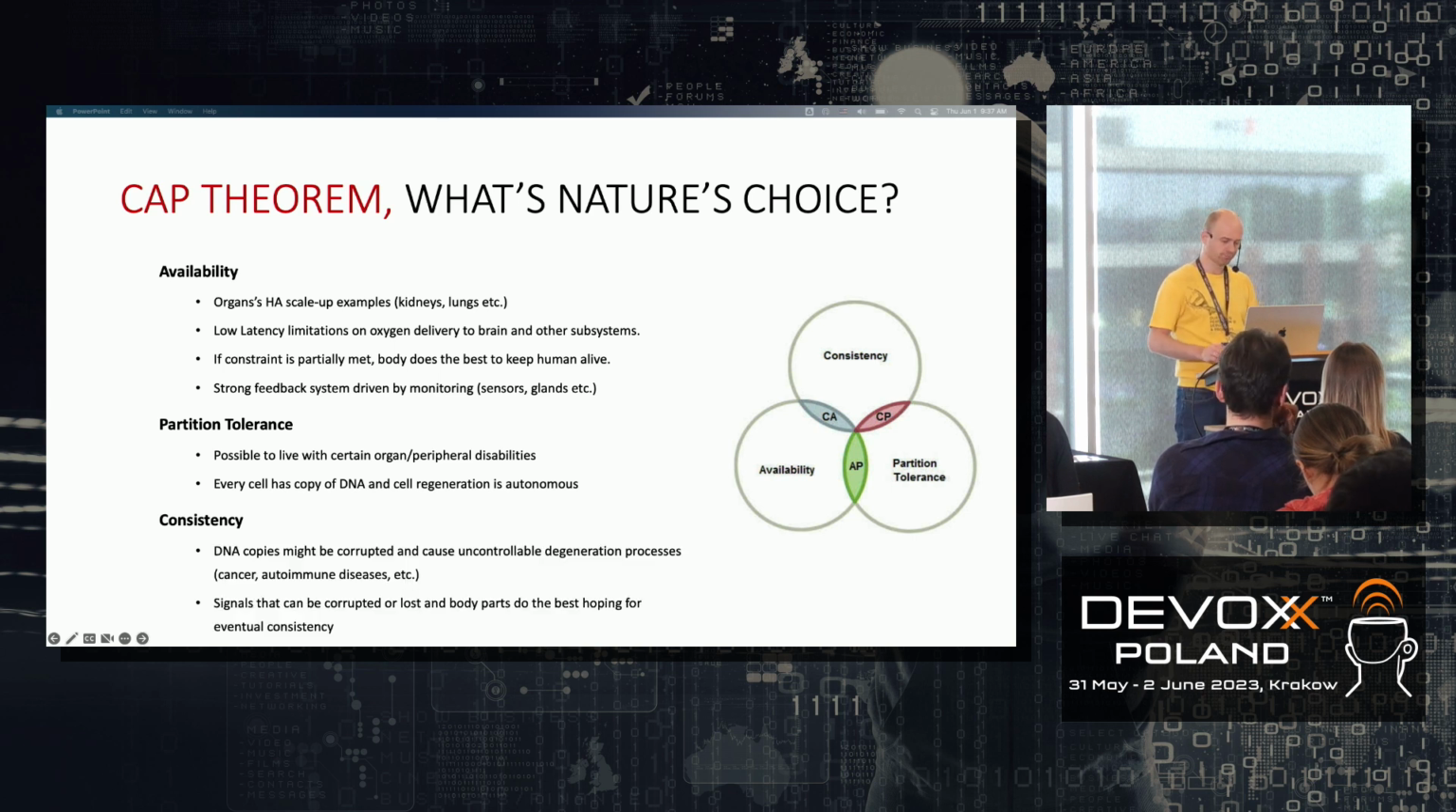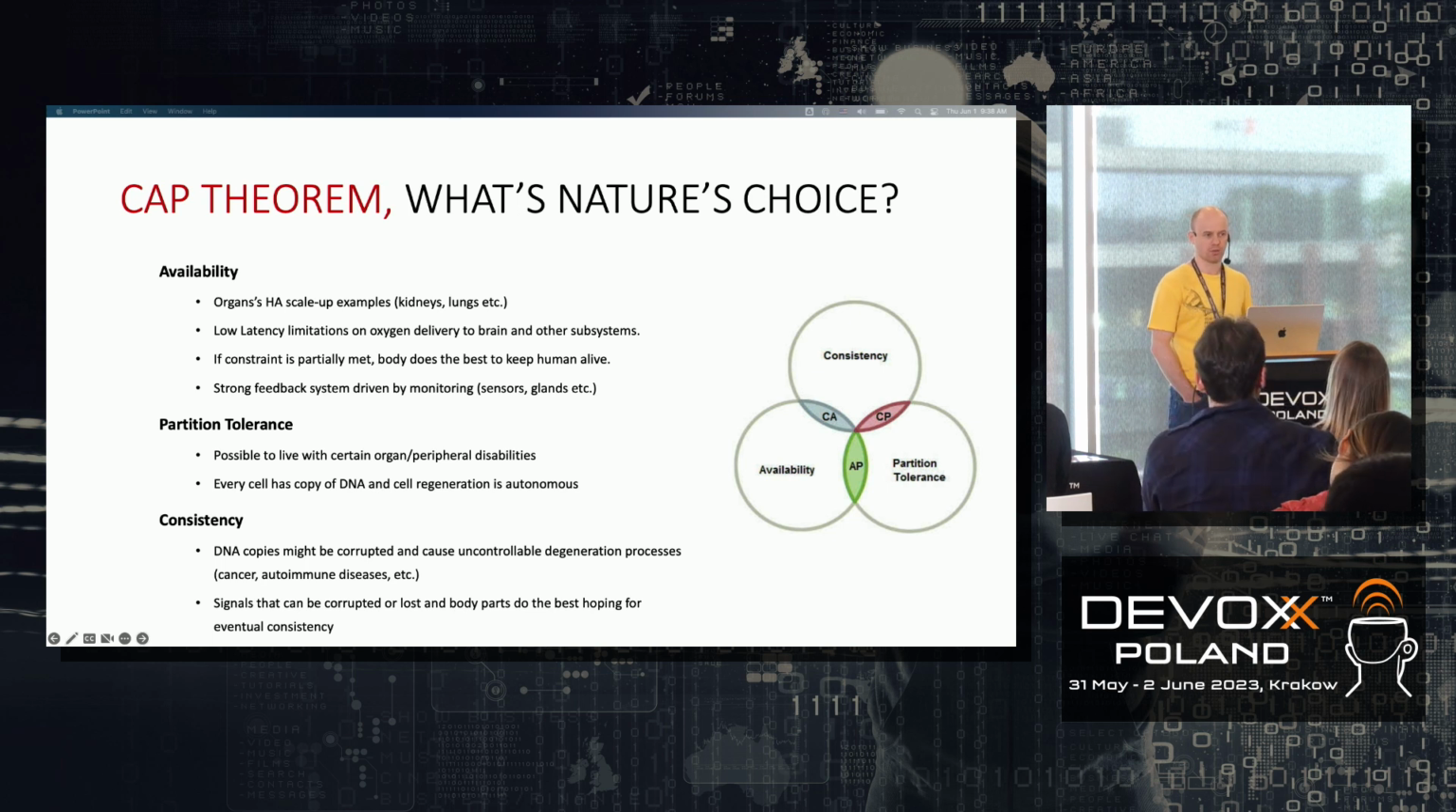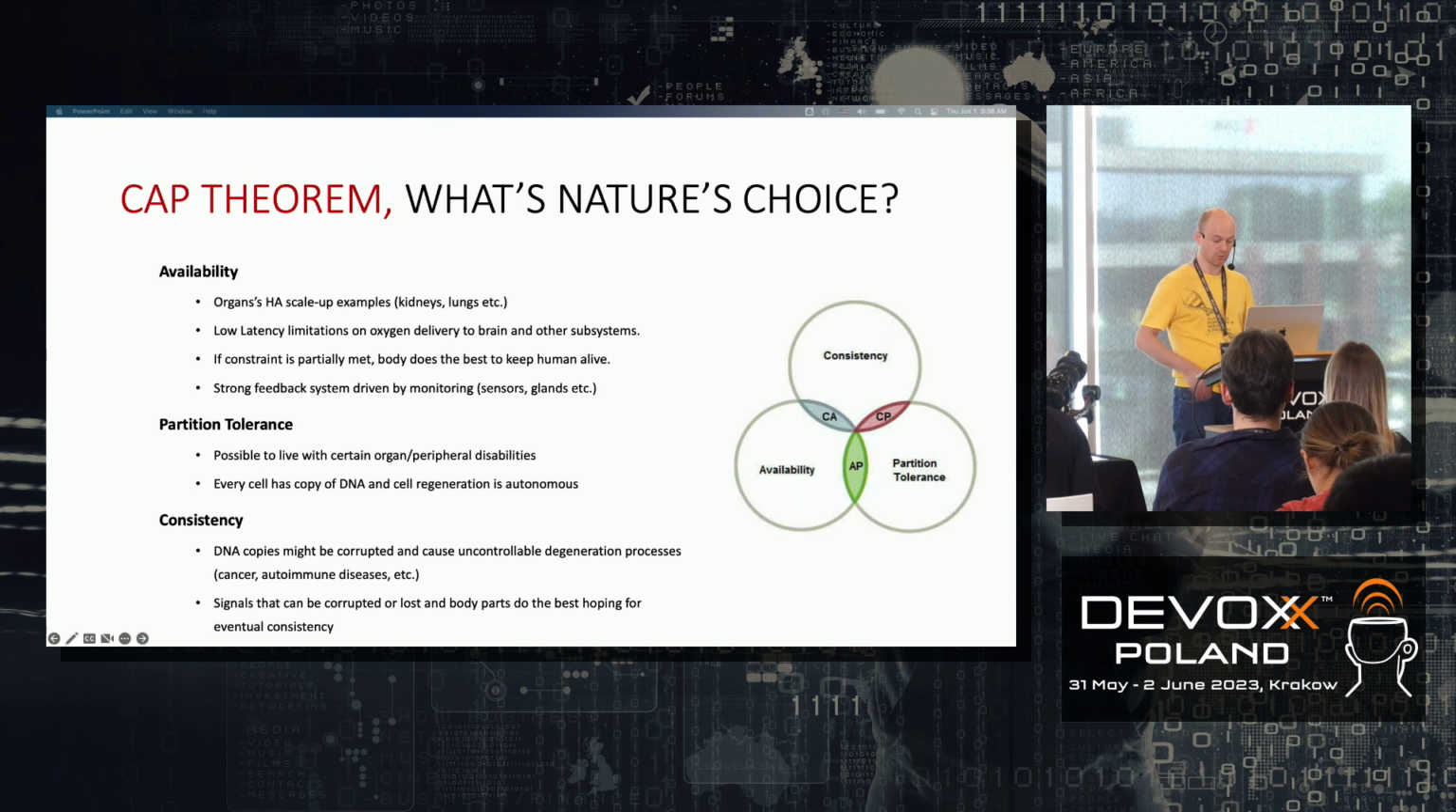What about consistency? That's a tricky beast. So clearly DNA copies might be corrupted. And there are all those diseases based on that, unfortunately. That's a reality. And signals can be lost. Actually, they will be transmitted eventually between brain and organs, but there are cases when the signals might be lost in the middle. And it looks like nature likes eventual consistency. So yes, I think that it is availability and partition tolerance over consistency. So we are on the same page.